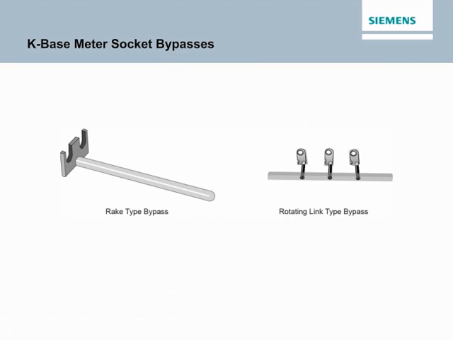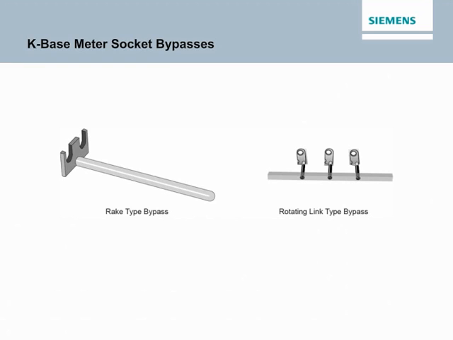K-base bypasses are clamped onto the studs before the meter is removed. Two types of bypasses are available for K-base sockets: rake type and rotating link type. The rotating link type bypass is the only bypass that can be used with the K7 sockets. The rake type bypass clamps from the line to the load bus and is capable of carrying 480 amperes continuously.